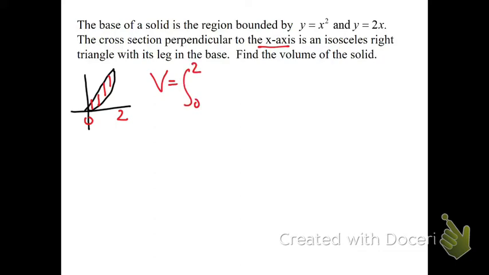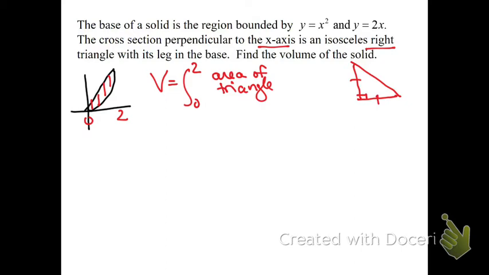Okay, but the shape is now a right triangle. So we're going to have to find the area of a triangle, and that's basically the only difference. Okay, now it's an isosceles right triangle, which means these two are the same.